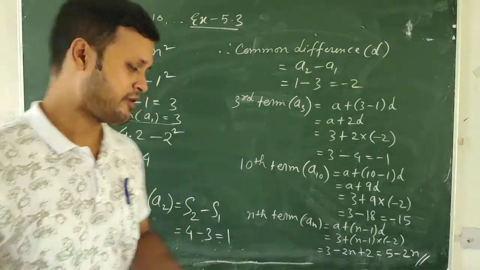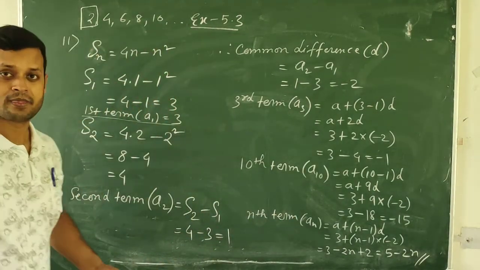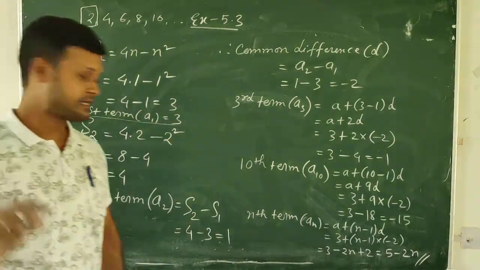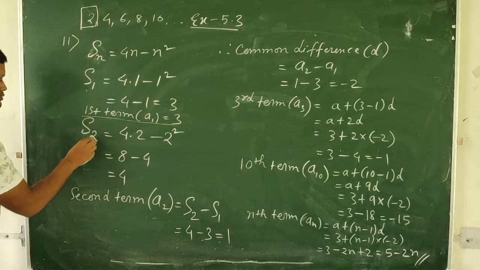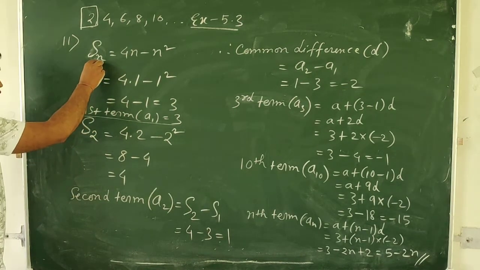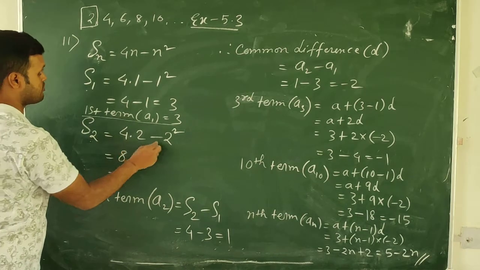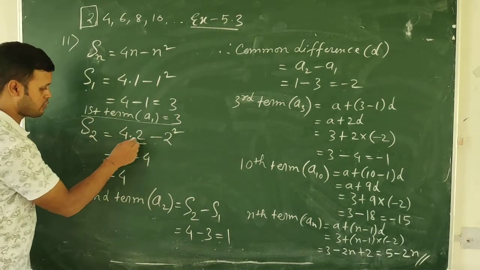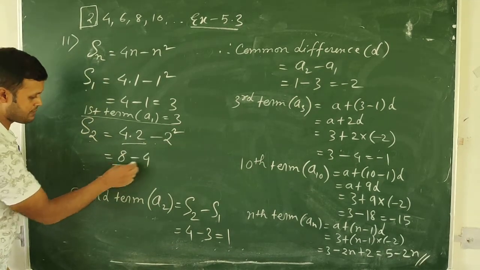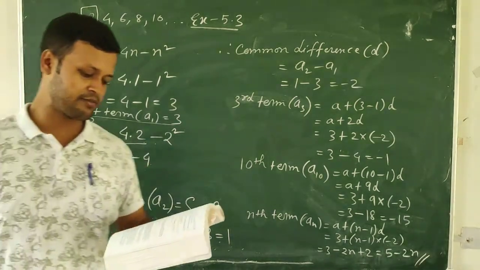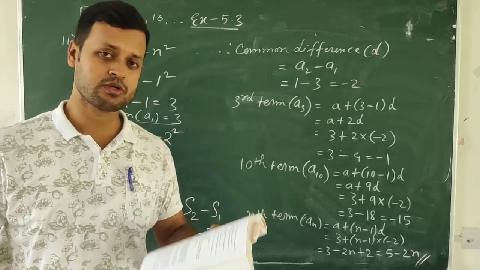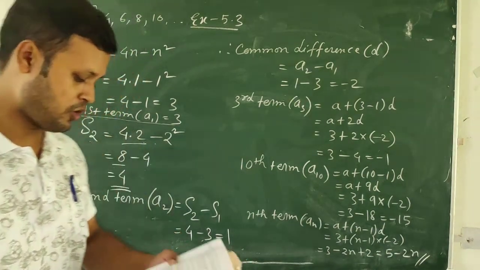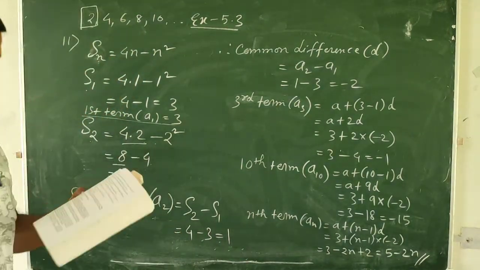Now what is the sum of the first two terms? In place of n you just put 2. In place of this n, students, if you put 2, then 4 into 2 minus 2 square. 4 twos are 8, and 2 square is 4. 8 minus 4 will be 4. So the sum of the first two terms is 4.